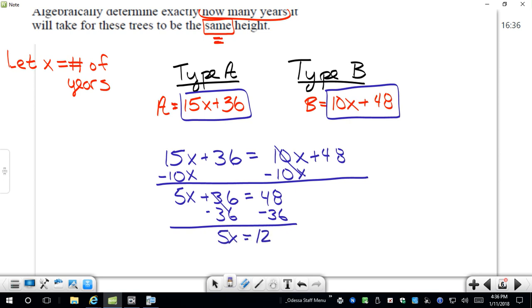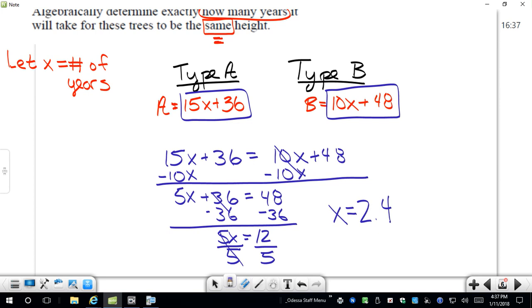We're going to get 5x equals 12. We're going to go ahead and divide by 5 on both sides, and we're going to get x equals 2.4. Now, typically, guys, with systems, we usually have to plug this back in to get another part of the answer.